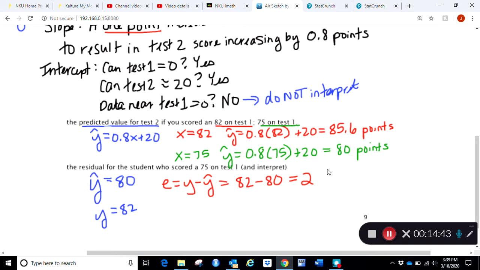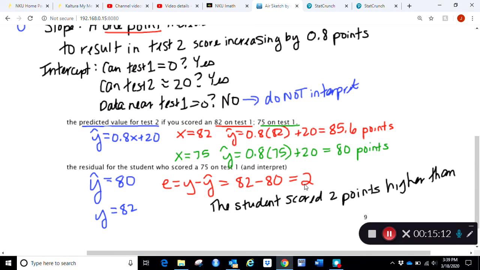Especially since residuals are new to us, I want to interpret this number to make sure we know what that means. Here it's positive, so that means the student scored higher than we predicted on the test by 2 points. So the student scored 2 points higher than predicted on test 2.